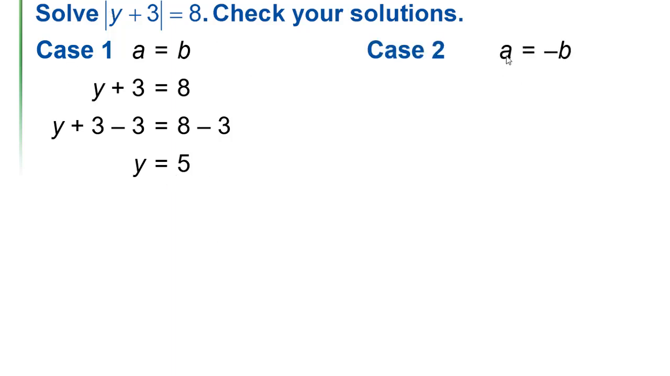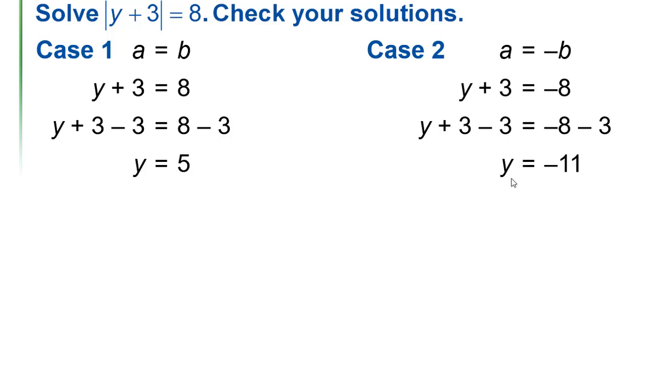But it could be that y plus 3 is equal to negative 8. That's what this a equals negative b is. So we're going to write y plus 3 equals negative 8. Remember, typically in absolute value equations, there are 2 cases that we must consider. So if y plus 3 is equal to negative 8, we're going to use the subtraction property of equality again, subtracting 3 from both sides to give us, in this particular case, that y could also be equal to negative 11. So there are 2 possible solutions to the equation.